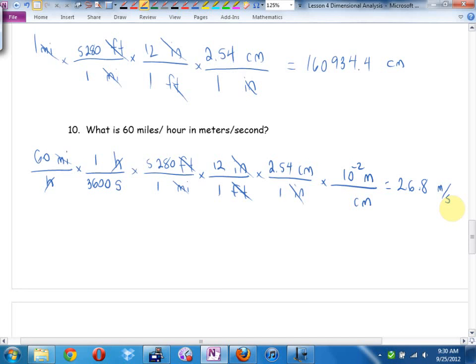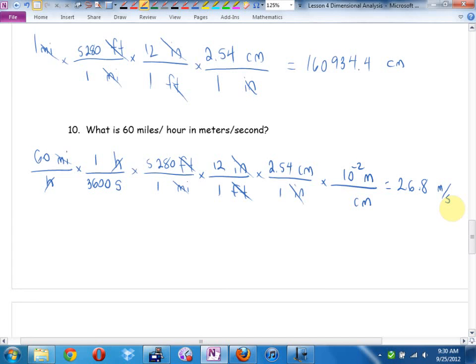Round that, just for fun, round that off to 1 sig fig. 26.8 would actually be what to 1 sig fig? 30 meters per second. How many miles an hour did we start out with? If you're ever going from miles per hour to meters per second, it's roughly divide by 2. 60 miles an hour is roughly 30 meters a second. 30 miles an hour is roughly 15 meters a second.